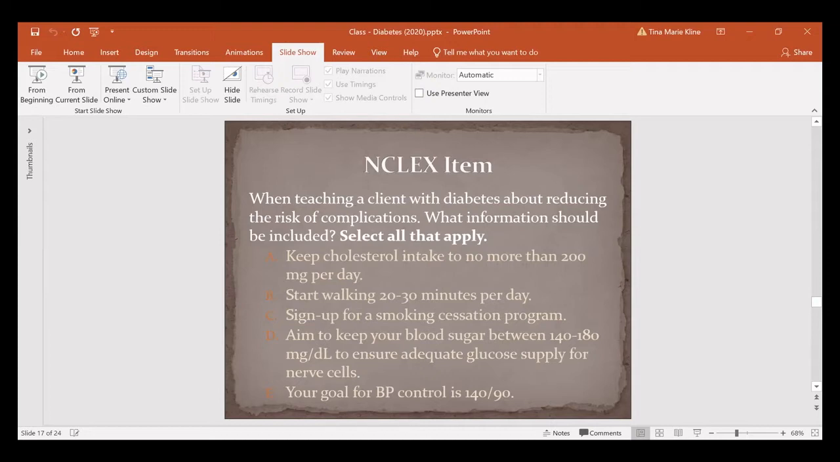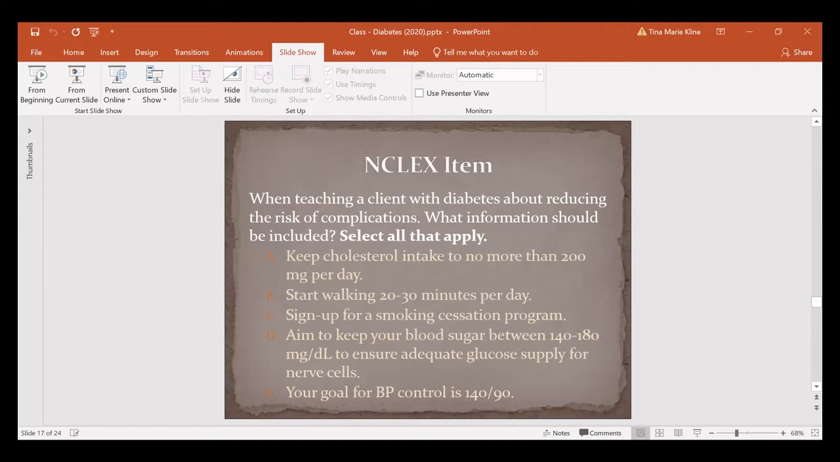Looking at A, would you teach a client with diabetes to keep their cholesterol intake to no more than 200 milligrams per day? And that answer is yes, because they are at risk for cardiac complications. That's going to help reduce that risk. Okay. B, start walking 20 to 30 minutes per day. Yes, I do want to do that for the cardiovascular benefits.